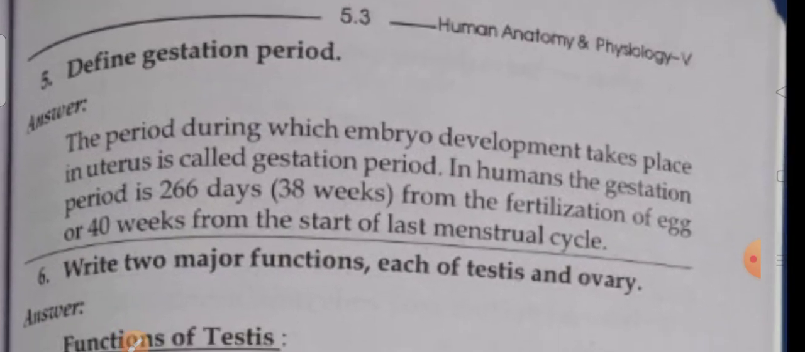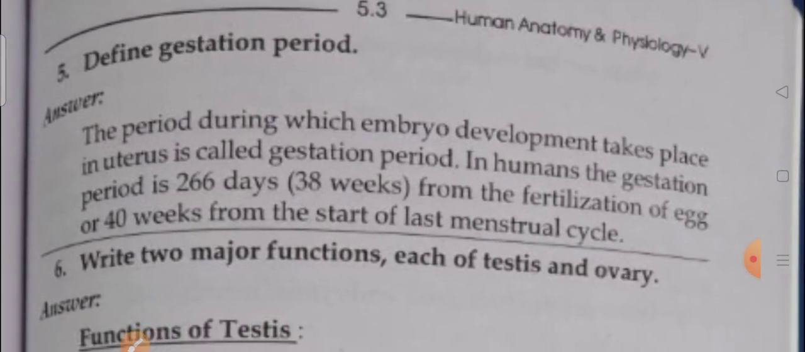Okay, next, define gestation period. The period during which embryo development takes place in the uterus is called the gestation period. Embryo development takes place in the uterus of the mother, which is called the gestational period. In humans, the gestation period usually takes 266 days, 38 weeks from the fertilization of the egg, or 40 weeks from the start of the last menstrual cycle.